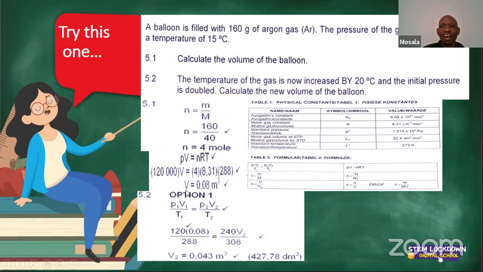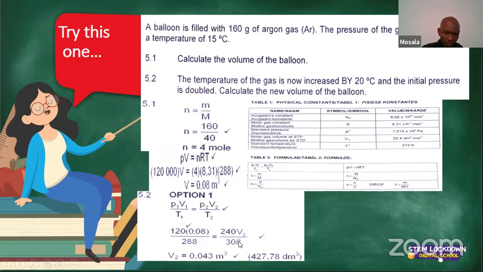And now the pressure is being doubled. The reason they did not multiply by 1,000 is that you are multiplying by 1,000 on both sides, so the 1,000s cancel out with each other. It's 120 kilopascal and the pressure is being doubled, so the new pressure will now be 240.